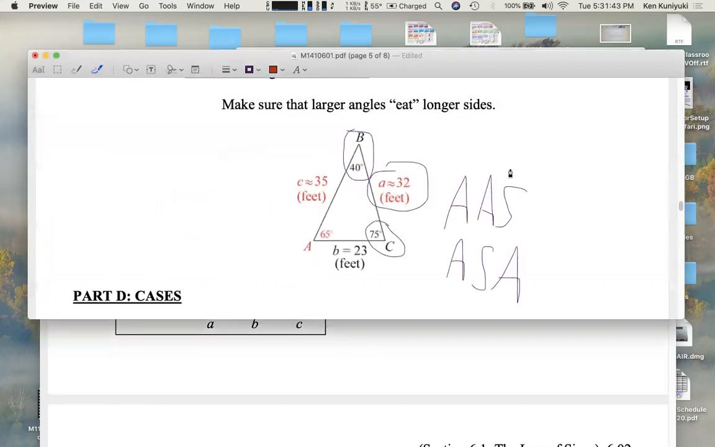But in either the AAS or ASA case, where the included side would be given to you, you could find and solve the whole triangle. So basically, if you have two angles and a side length, you could do it. You could use the law of signs and solve the whole triangle, assuming the angles are reasonable. You're not given a 200-degree angle.